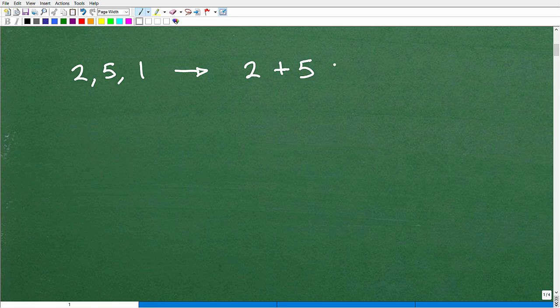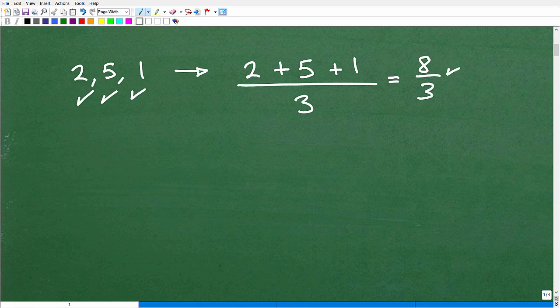So 2 plus 5 plus 1, and then we're going to divide the sum of all these numbers by how many numbers we have. We have 1, 2, 3 numbers, so we're going to divide the sum by 3. So 2 plus 5 is 7, 7 plus 1 is 8. So that's 8 over 3, and then we would get a nice little decimal, 8/3, and that would be our average. For the most part, all of you out there are like, oh yes, I remember the average. So that's what we're trying to do here.